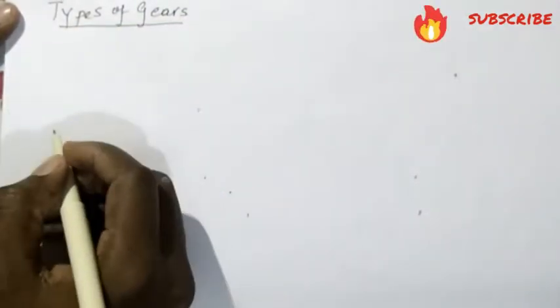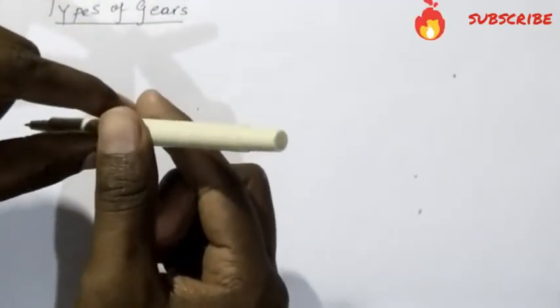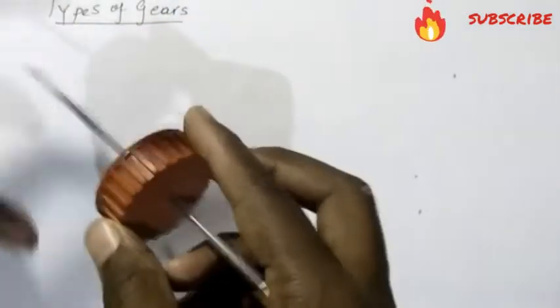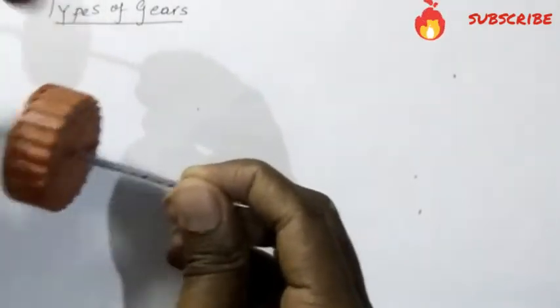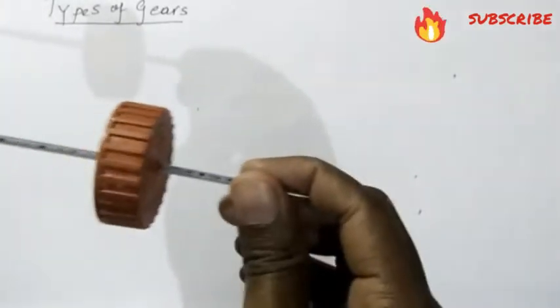So the gears are classified on the basis of how the shafts are arranged, because it is very important for a gear how the shafts are arranged, because unless there is a shaft there is no use of gears. Gears are always mounted on a shaft, something like this. This is gear and this is shaft. Got it? So this is gear and this is shaft.